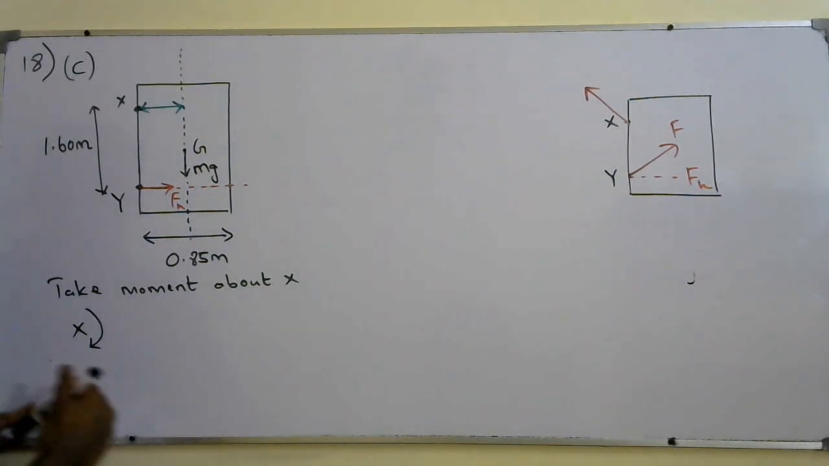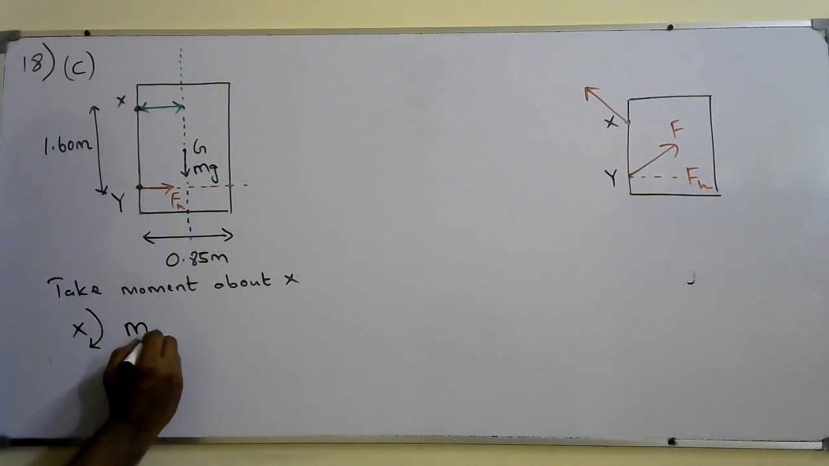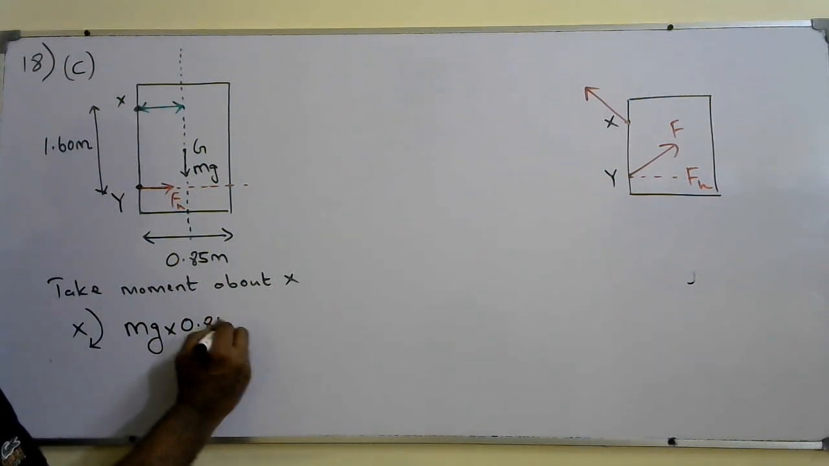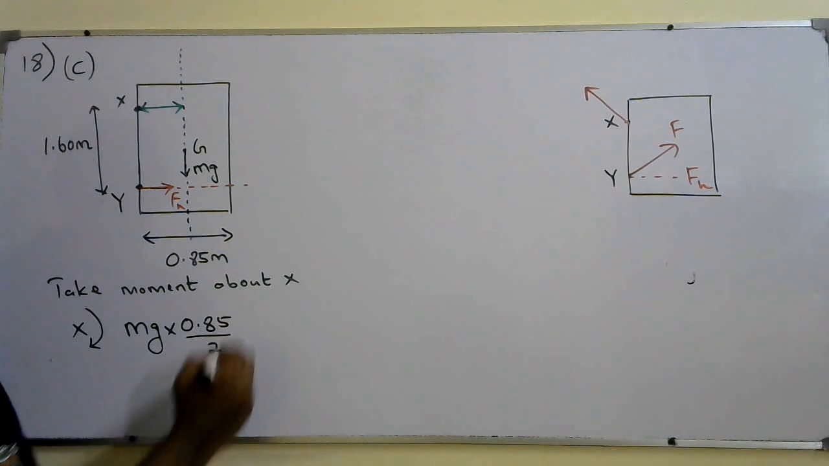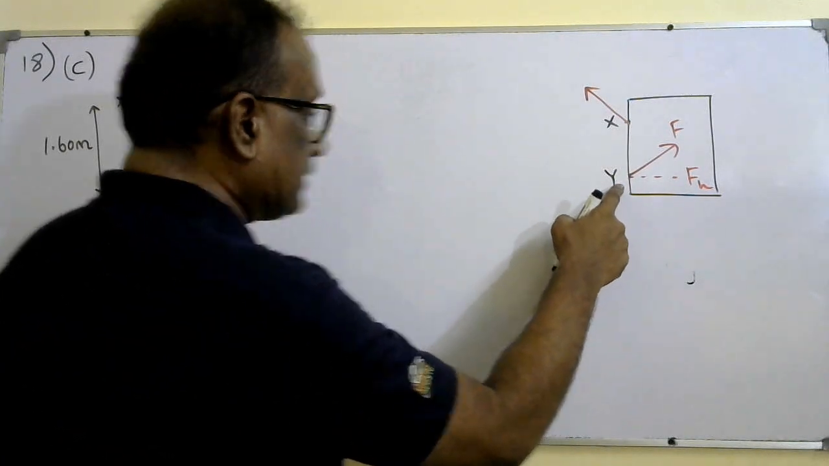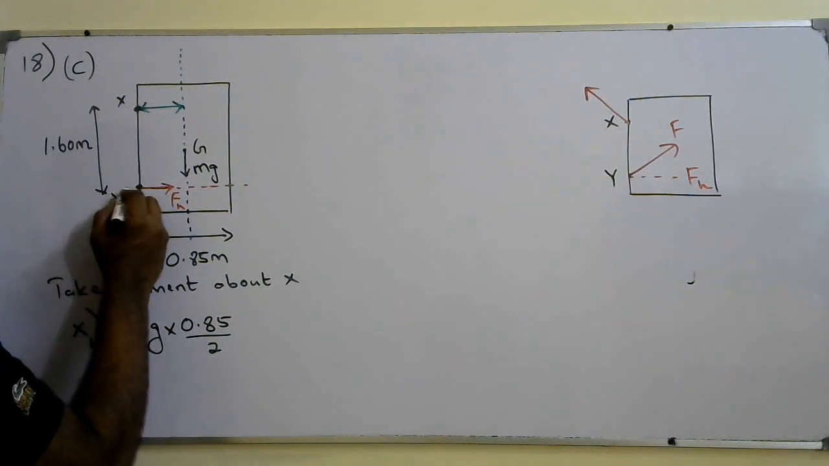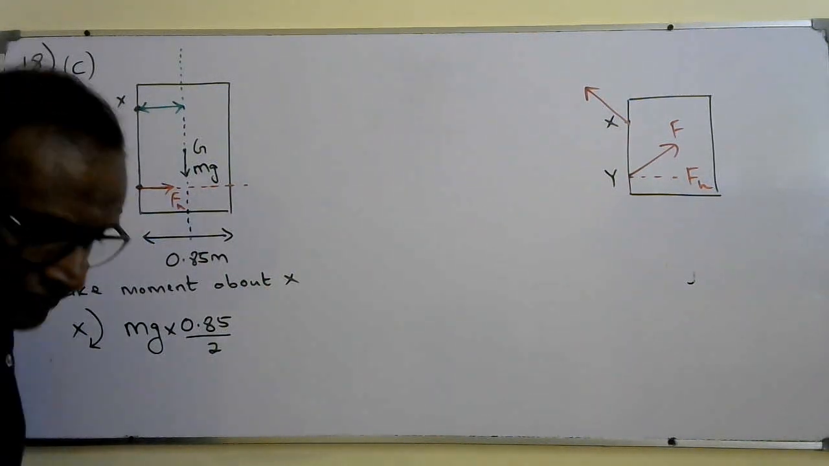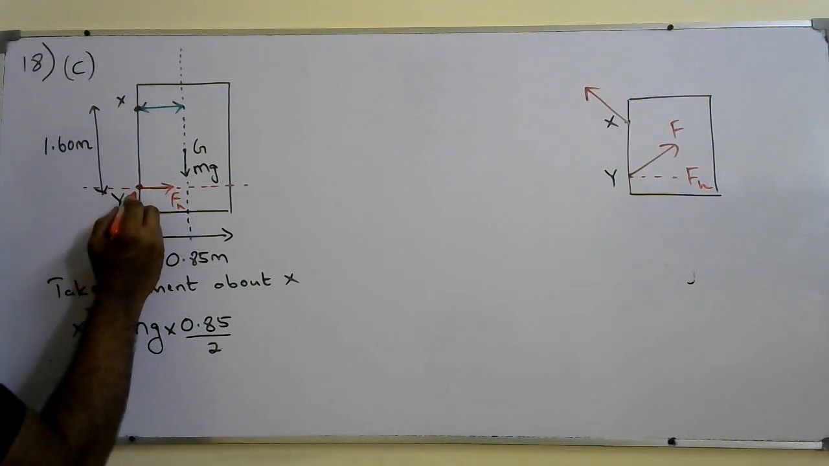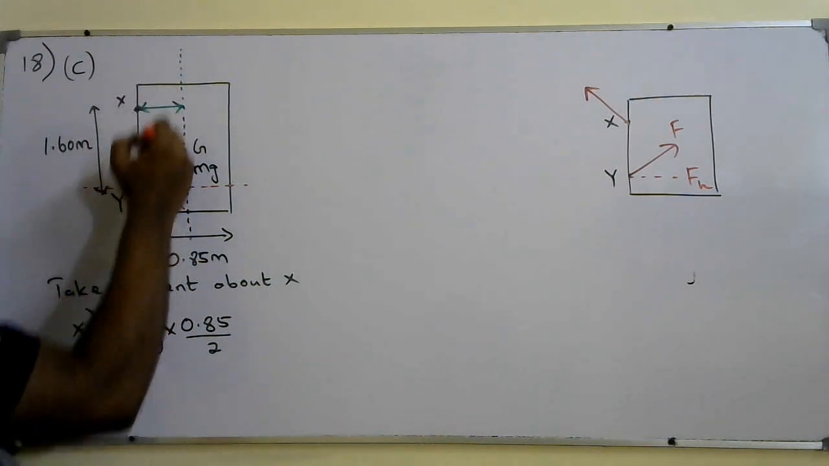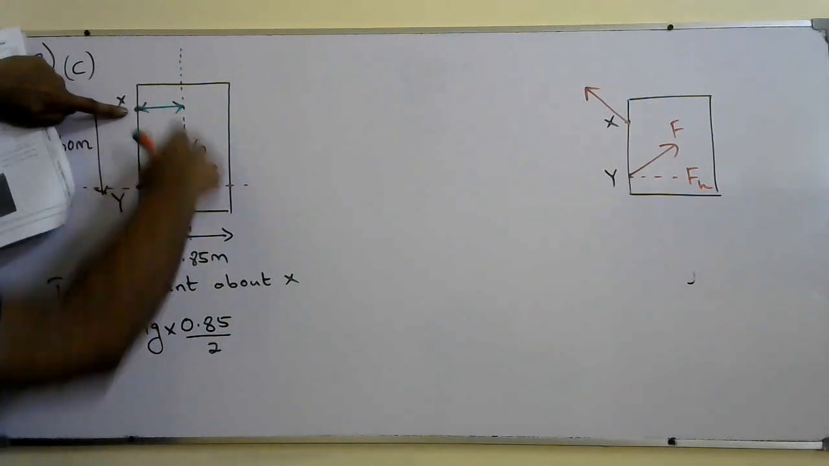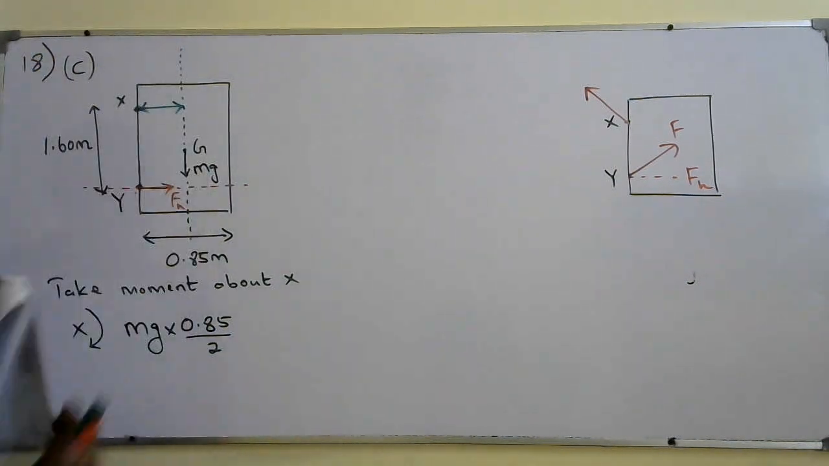So the clockwise moment will be mg times 0.85 by 2. Now the horizontal component of the force exerted by the hinge, I took it as Fh. The line of action of that horizontal component is this line, so the perpendicular distance to it from X is this length, from here to here, that is 1.60. This will provide an anti-clockwise moment.